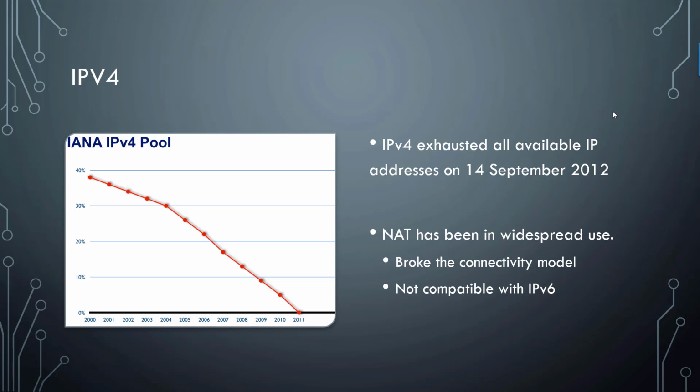We knew this problem was going to happen about 15 years ago, give or take, but we found workarounds using network address translation to extend IPv4 because nobody anticipated that IPv4 would explode as it did starting in the mid to late 90s.